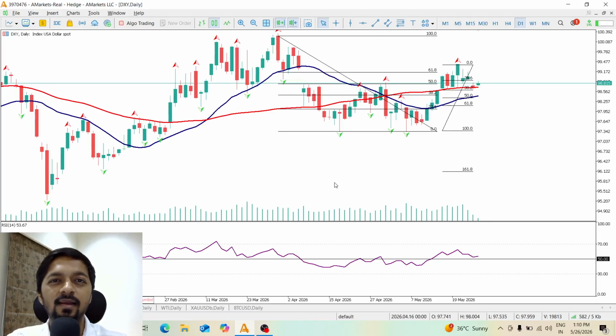Let's quickly look at the latest financial developments that drive the global financial market. As we are not having any high impact data, we are starting with the macro market update.